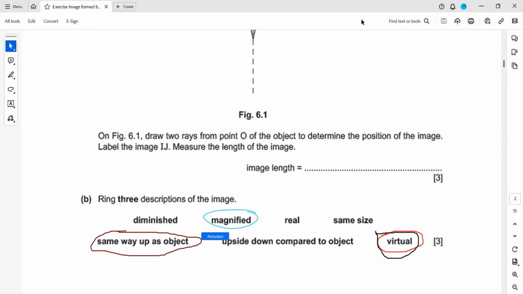It is the same way up. This is not a real image because real images cannot be formed on the same side. Real images are always inverted. This is formed by imagination, so it's virtual. So it is magnified, it is the same way up, and it is virtual as well. I'll share this exercise so you can practice after the session.